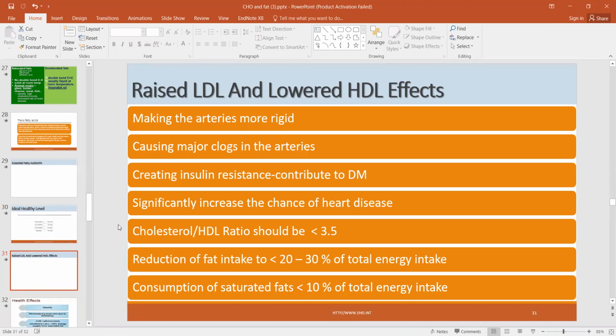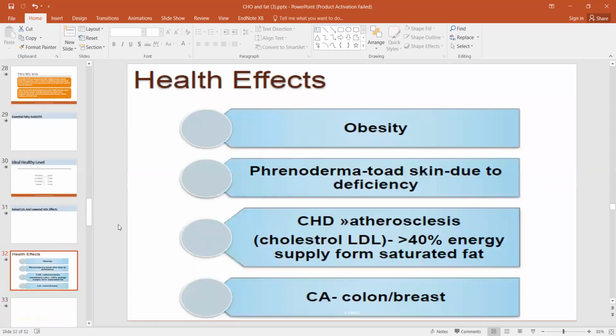Fat intake should be reduced to almost 20 to 30% of our total energy intake, and the consumption of saturated fat must be less than 10% of total energy intake. If there is a fat imbalance, then there are different harmful effects like obesity, phrynoderma, torn skin due to deficiency of essential fatty acids, chronic heart disease, and cancer of the colon.